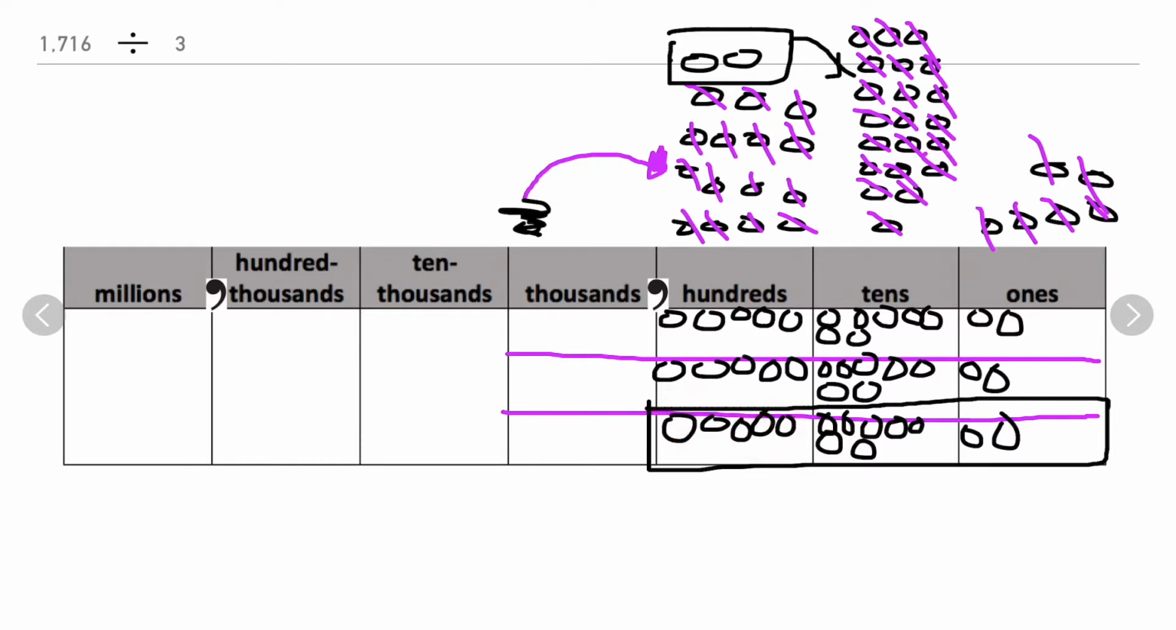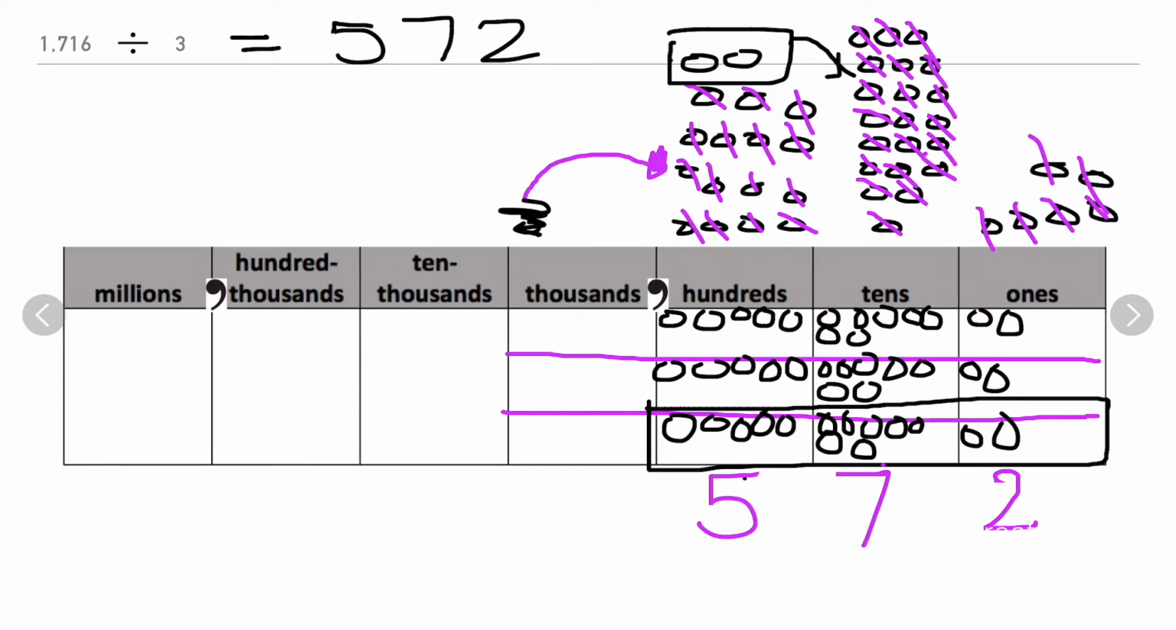How many hundreds do I have? Yep, I have 5 hundreds. How many tens? Yep, 7. And how many ones? Yep, 2. In this case, I don't have a remainder because I didn't have any left over, which means that 1,716 divided by 3 is just 572.